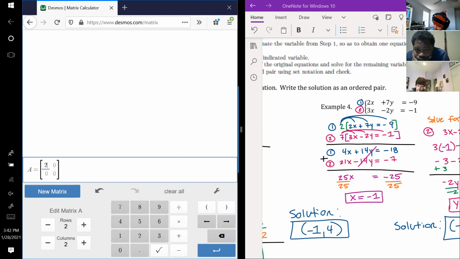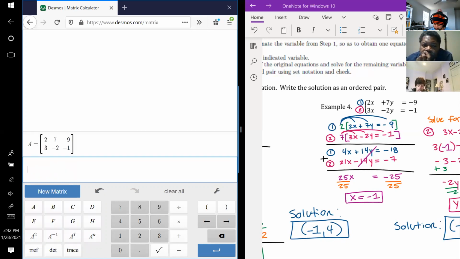I need how many columns? I need 3 columns. So I'm going to do 2, 7, -9, and then 3, -2, and -1. And I think if I hit enter, it might solve it for me. Let's see. Or no, it won't. I just did that. Oh, there we go. If I do RREF of matrix A, so our answer was -1, -1, right?